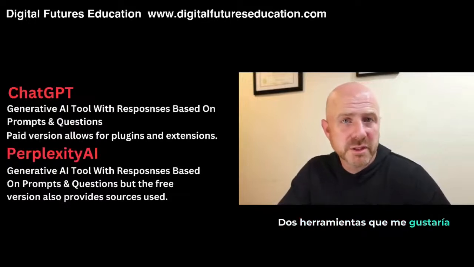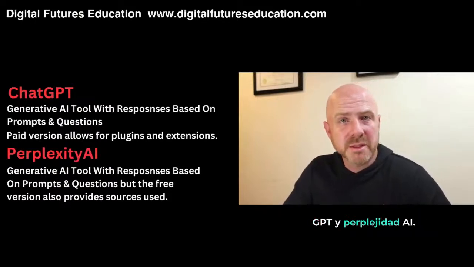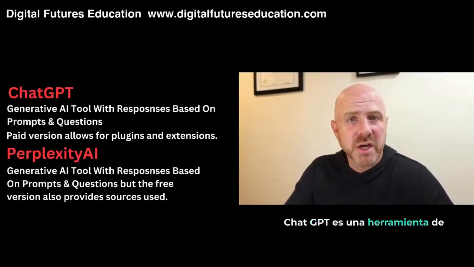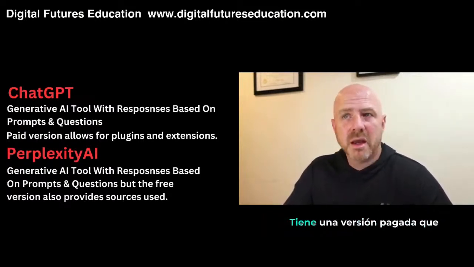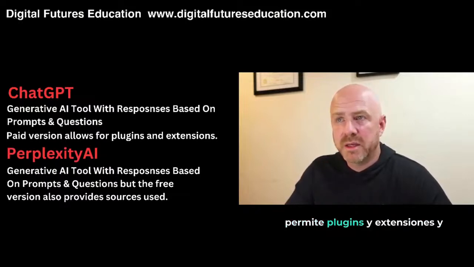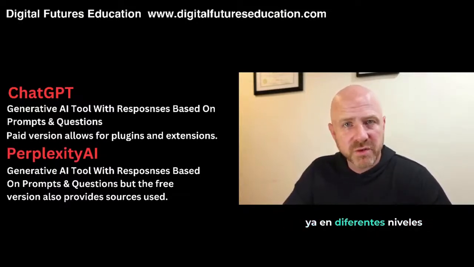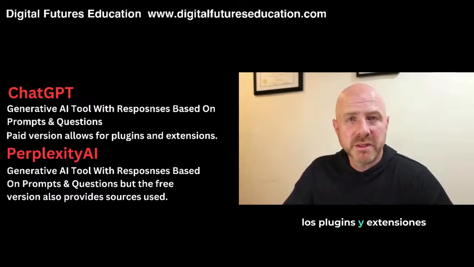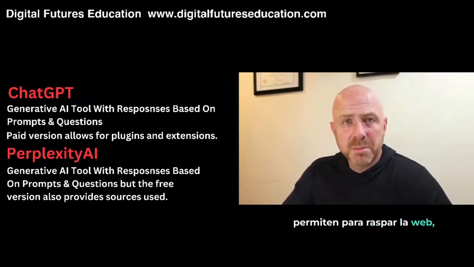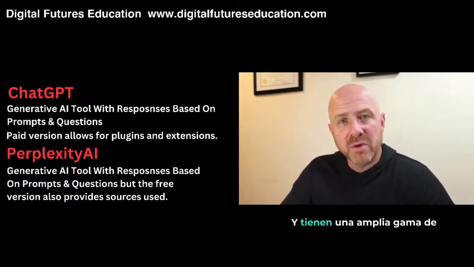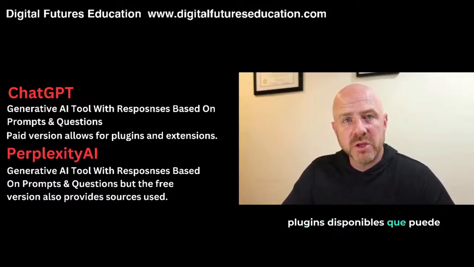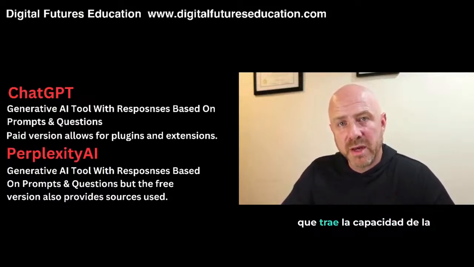Two tools I'd like to discuss briefly are ChatGPT and Perplexity AI. ChatGPT is a generative AI tool with responses based on prompts and questions. It has a paid version which enables plugins and extensions, already in different levels of development. The plugins and extensions enable it to scrape the web, create graphics, and do advanced searches which bring in resources off the internet. There is a wide range of available plugins that you can integrate with the paid version that bring the capability of the tool to a higher level.